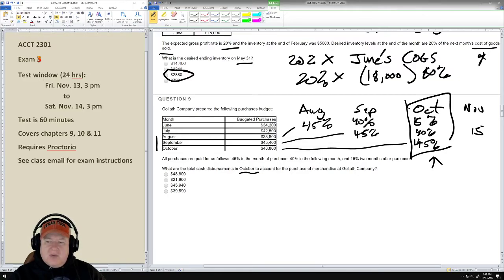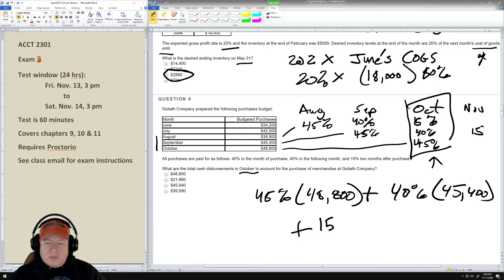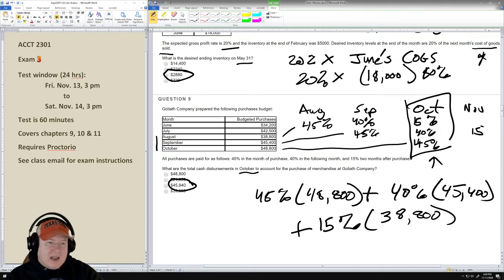Well, so this is 45% of 48,800, plus 40% of 45,400, plus 15% of the 38,800. And that comes up to this number here, 45,940. So once again, just understanding how the stagger works and understanding which percentage you need to apply to which number is kind of the key there.